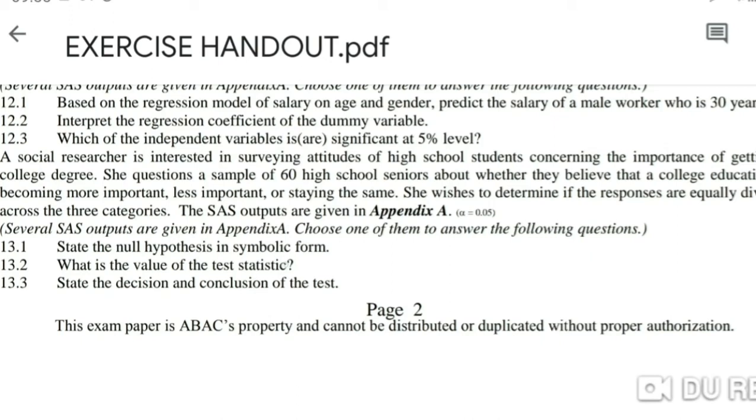So variable name, and there are 3 values, more important, less important, or staying the same, and variable name is attitude. Okay, 3 values, the names of 3 values are more important, less important, staying the same, and sample size is 60, and test name is chi-square goodness of fit test. So by these facts you can choose the correct output.